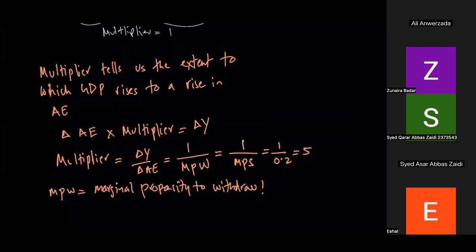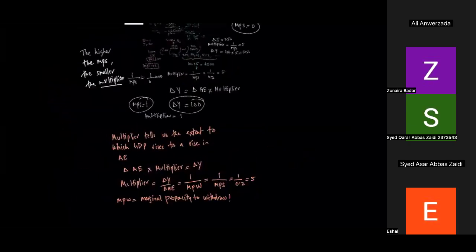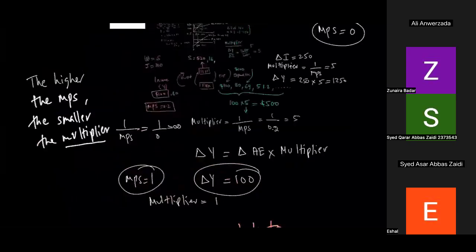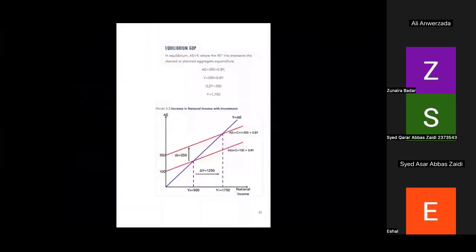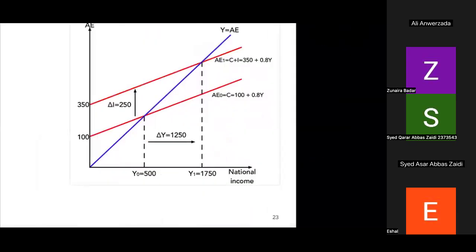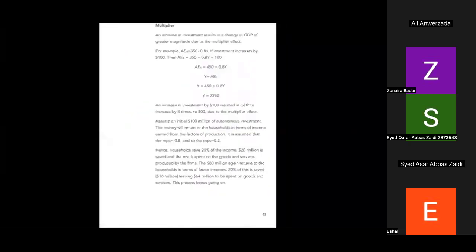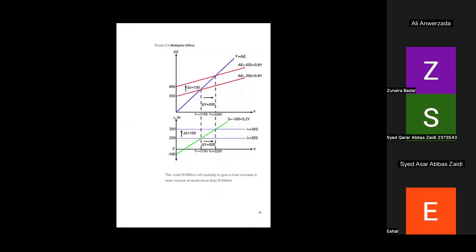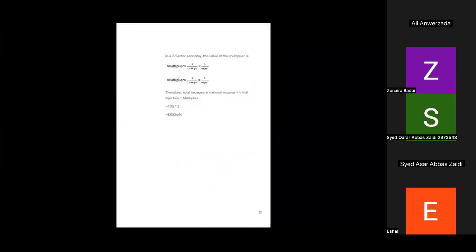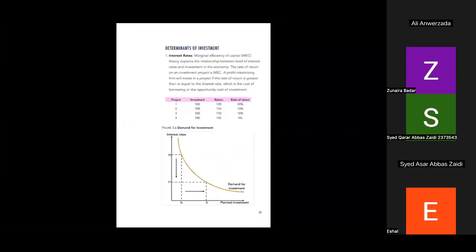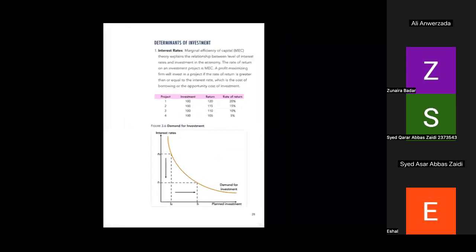Okay, awesome. So guys, we looked at how the change in AE causes a change in Y. We looked at how this is going to be the multiplier. We just talked about the multiplier. We know what the multiplier is now. Now let's look at determinants of investment. Can you go over the equation again? I can go over the equation.